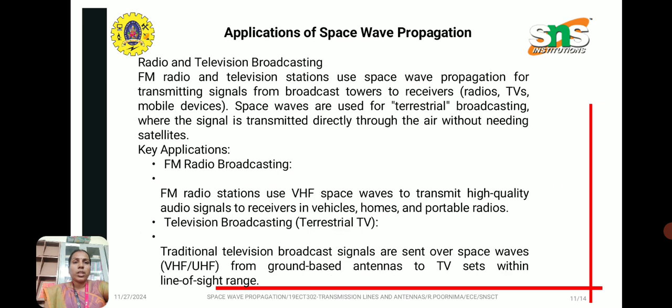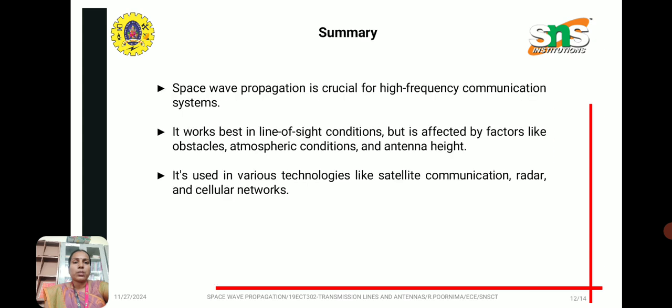Next is radio and television broadcasting. It involves FM radio and television stations which use space wave propagation for transmitting signals from broadcast towers to receivers. Space waves are used for terrestrial broadcasting, where the signal is transmitted directly through the air without needing satellites. FM radio broadcasting and traditional television broadcast are used for this application.